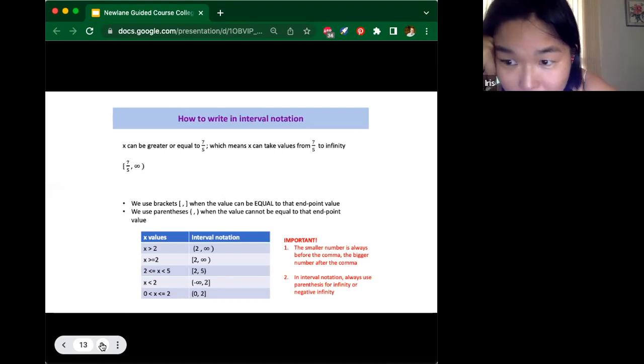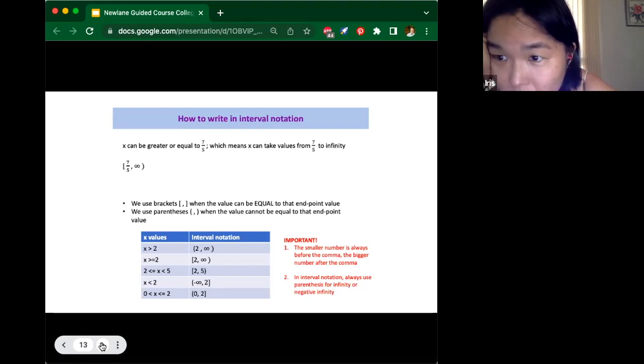So on this table, I have some examples. For example, if all the values of x are x greater than 2, then it's parenthesis 2, comma, infinity, parenthesis. When x can be greater or equal to 2, then it's bracket 2, comma, infinity.